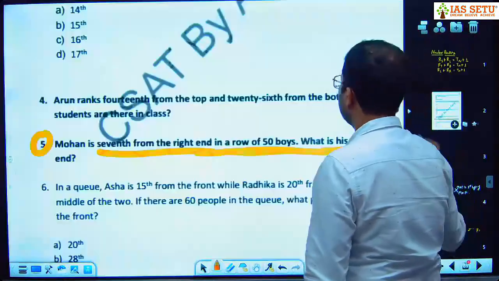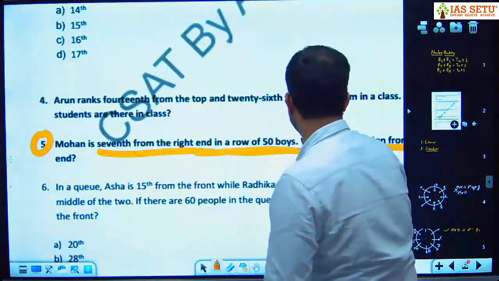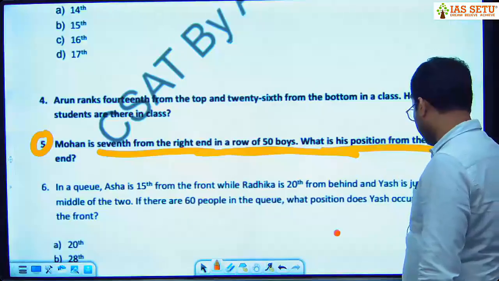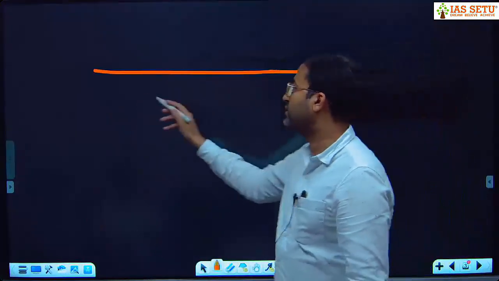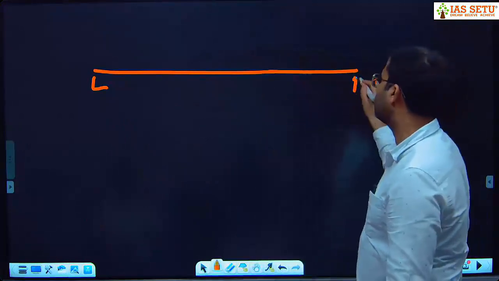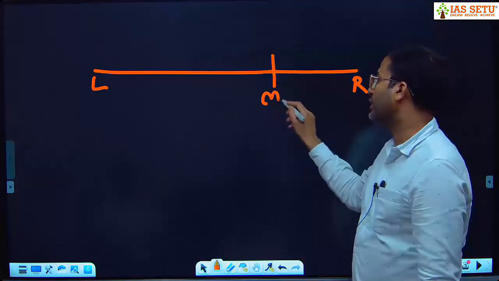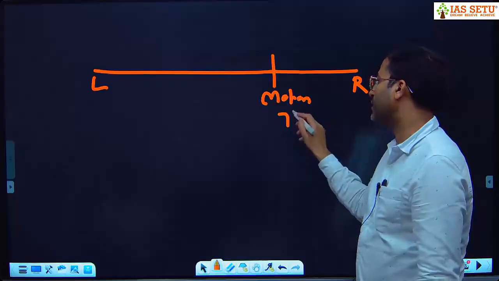Mohan is 7th from the right in a row of 50 boys. What is his position from the left? What is the diagram-based solution? You take a line. This is left, this is right, because it is very simple language. And Mohan is 7th from the right.